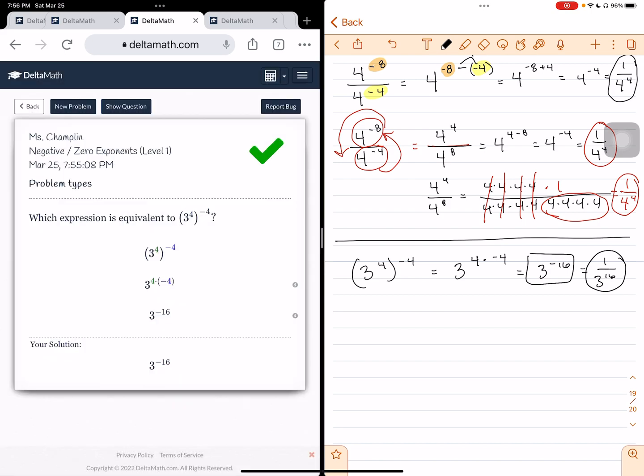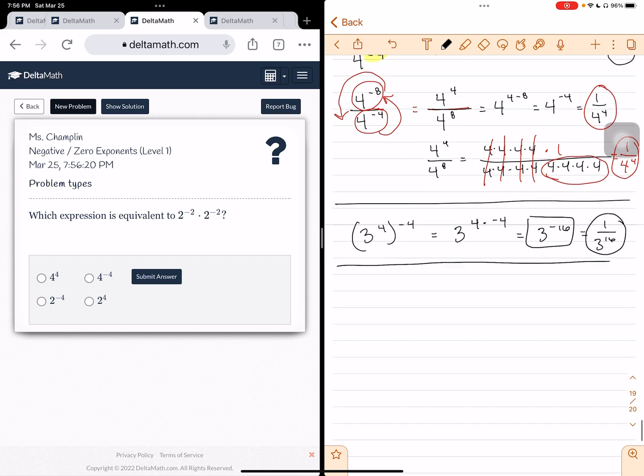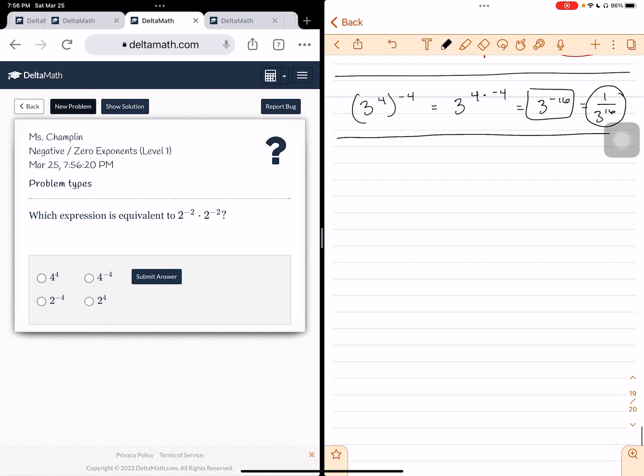Okay. So this one, again, there's multiple ways to do it. Oh, I guess I should have shown you another way to do this one here, but I think this is the easiest way. So I'll leave it at that for that one.